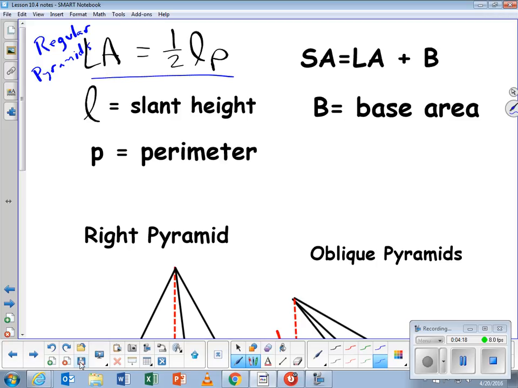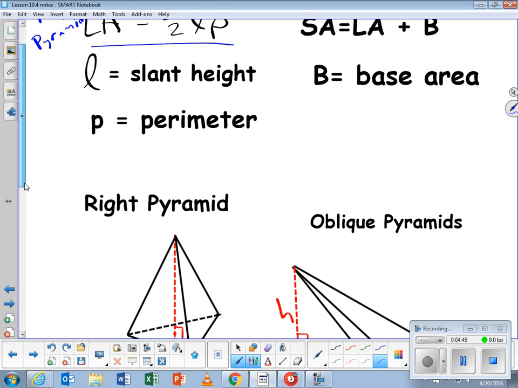If you have a rectangular pyramid, this doesn't work. In a rectangular pyramid, you actually have to find the area of each face individually and then add them together to get the lateral area. The surface area formula is true for all pyramids. It's the lateral area plus the base area. Why is it not 2b in this case? Because it's one base. Exactly. There's only one base, so it's only plus b.